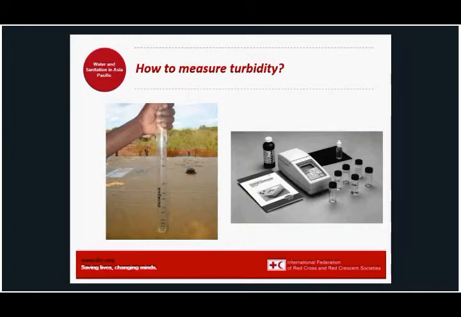The digital meter on the right-hand side, these meters pass light through a sample of water that measures how much light is being scattered by the particles that are present. And from this light scattering, they can calculate the level of turbidity.